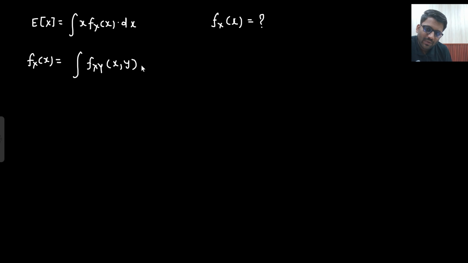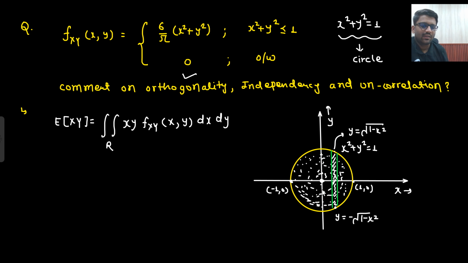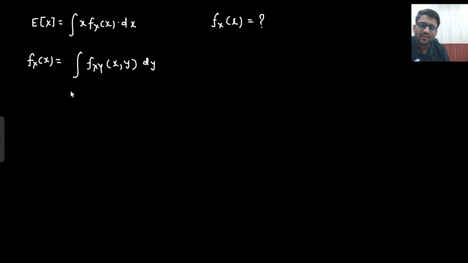But before that, all these things are the secondary part. What is the major part? The major part is, first I need to calculate fx of x. First you calculate fx of x, then you go here. So how will you calculate fx of x? It is the integral of fxy of x comma y dy, and you will put the limit of y here. What is the limit of y? Y is going from minus under root 1 minus x square to under root 1 minus x square, right?